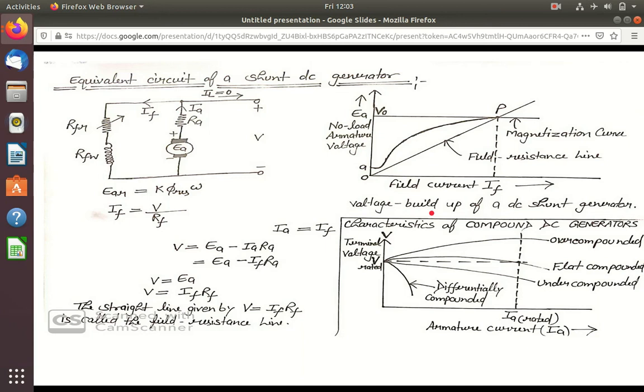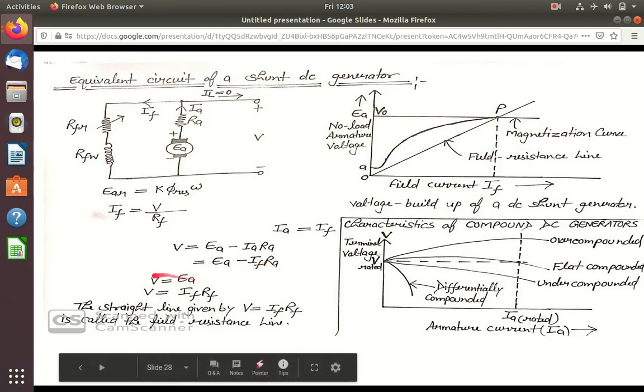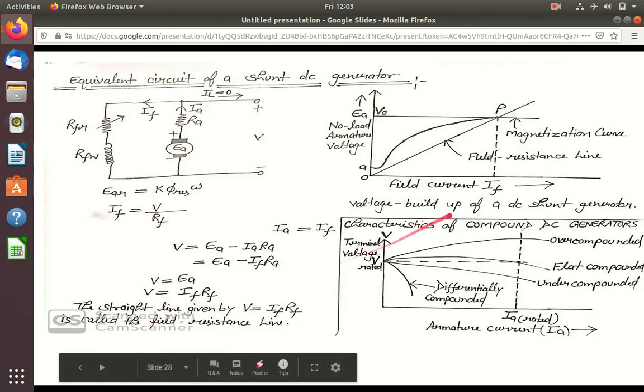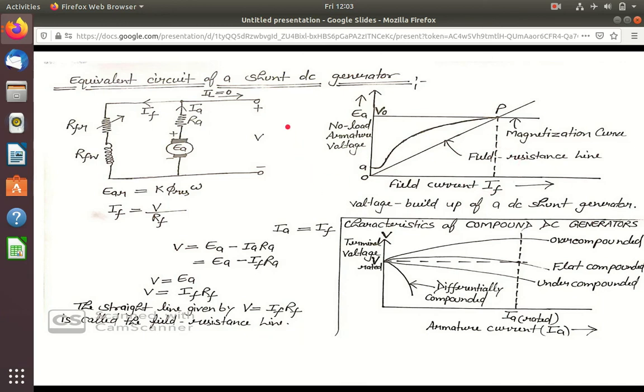value. So the relation V is equal to IF RF gives a straight line. You can see here the straight line is called the field resistance line. So this is your magnetization curve for a DC shunt generator.